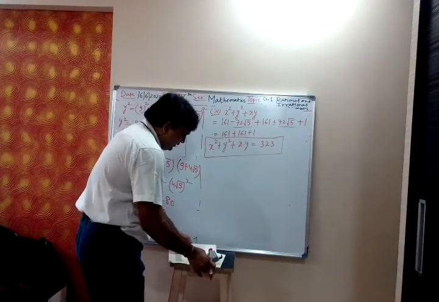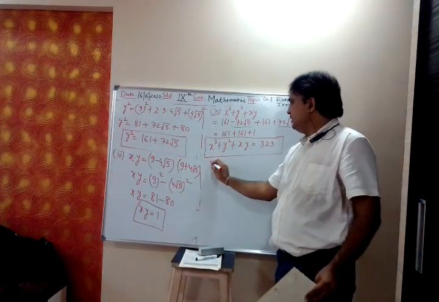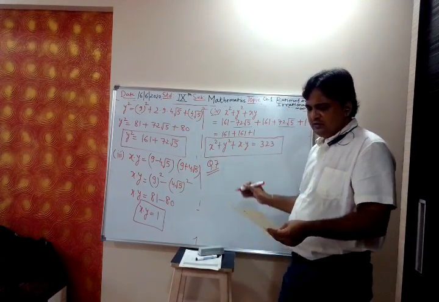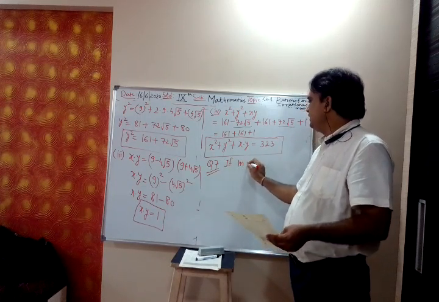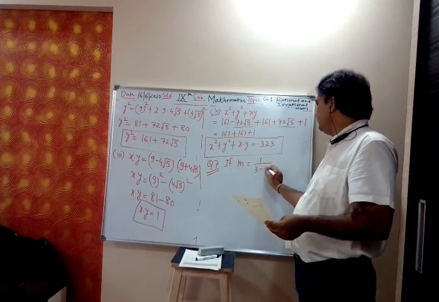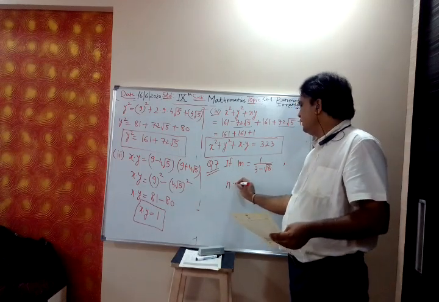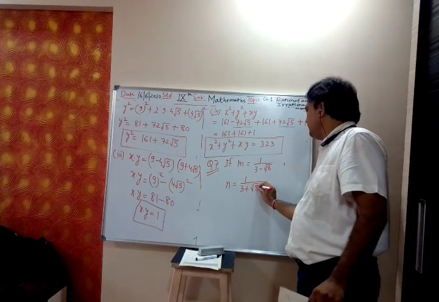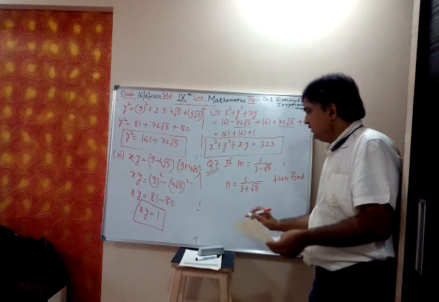Now let us take the seventh one. Question number 7. All are important. Question: if m is 1 upon 3 minus root 8, n is 1 upon 3 plus root 8, then find first.